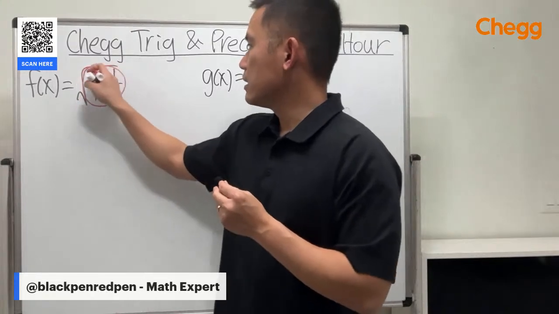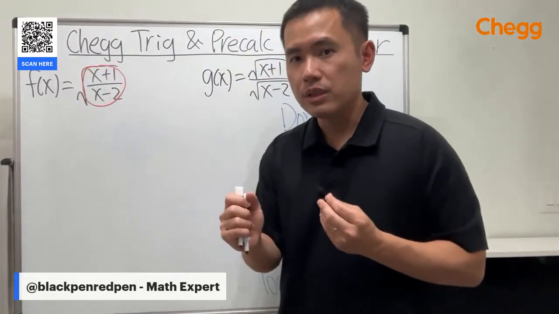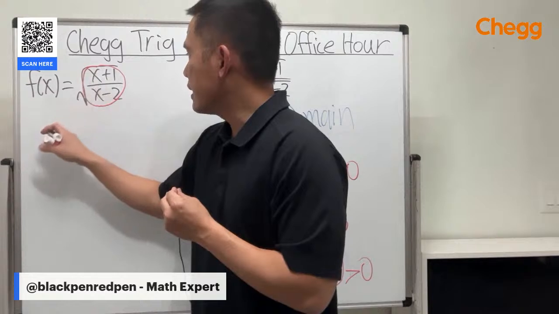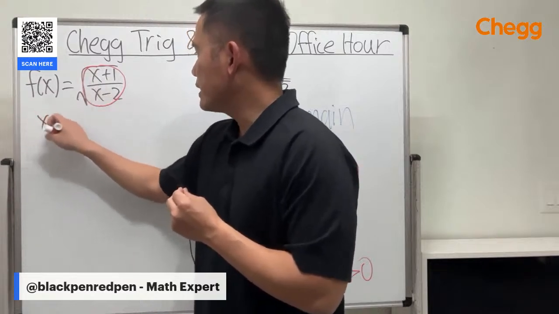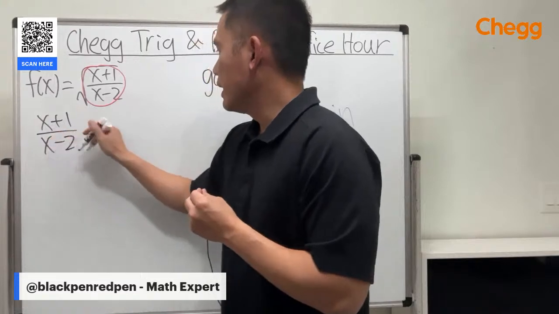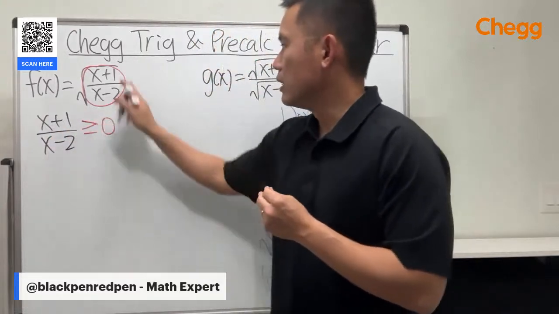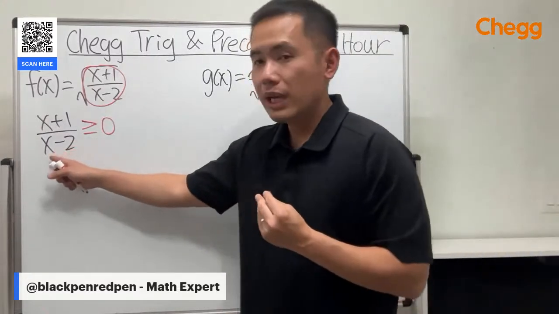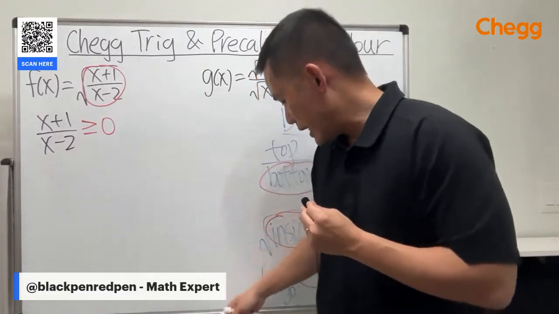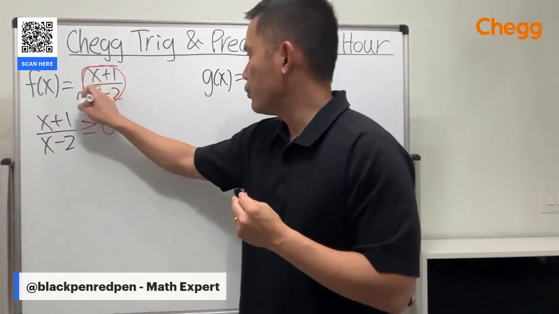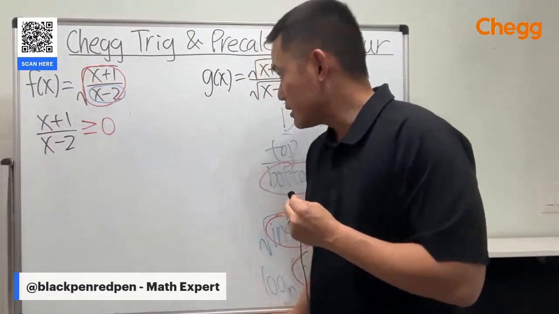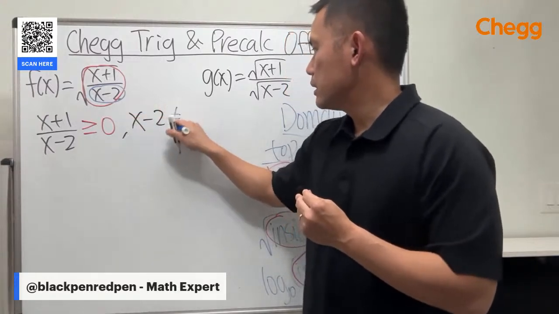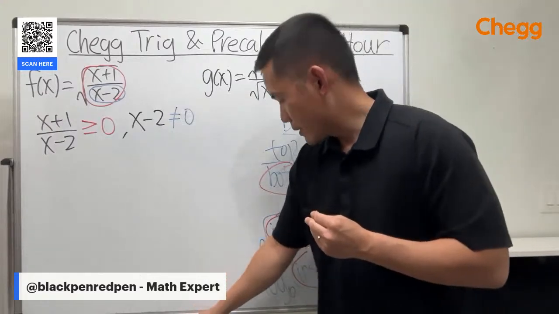So for this one, the key is the whole thing is inside of the square root. So I will have to say the inside here, we need x plus 1 over x minus 2 to be greater than or equal to 0 because it's inside of the square root. And of course, because we have the x minus 2 on the bottom, we will also have to say x minus 2 cannot be equal to 0. Keep that in mind.